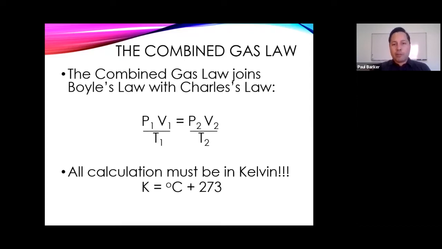How do you change to Kelvin? At the bottom of the slide, you see the formula. If you get your temperature in Celsius and you add 273, that gives you your temperature in Kelvin. Now let's go ahead and take a look at some examples.